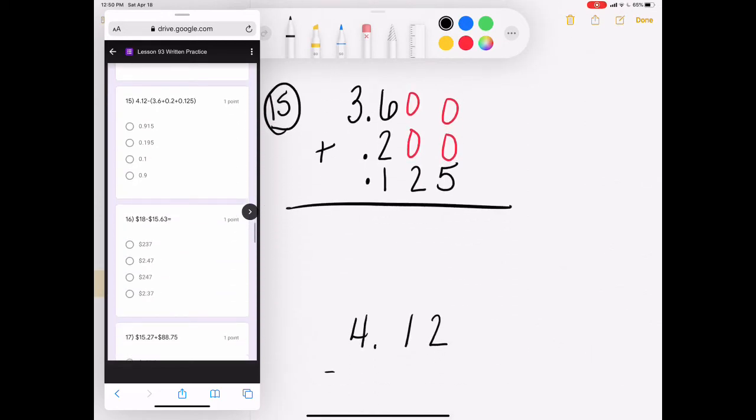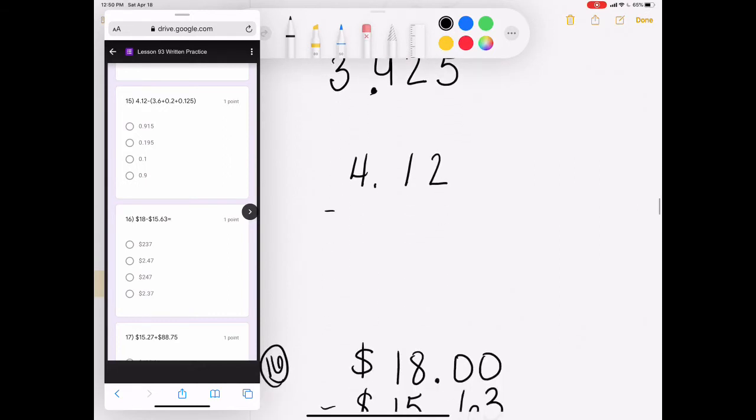15. So all these zeros that you see in red are just placeholders to make this look better so we don't get our place value out of order. So we're just adding up the parentheses first and then subtracting from 4 and 1200ths. So this would be 5, 2, 6, 2 is 8, plus 1 is 9. Remember your decimal is 3.925. So here's where I like to add a placeholder.